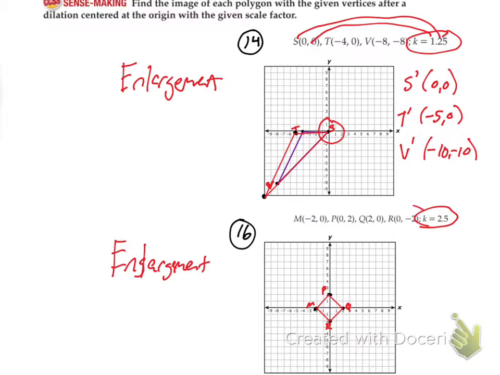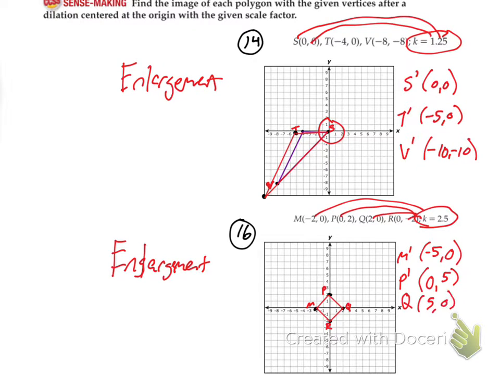So all I'm going to do again is multiply these right here. So M prime is going to be negative 2 times 2.5, which is negative 5, and then 0 times 2.5 is 0. P prime is going to be 0, and then 2 times 2.5 is 5. Q is going to be 2 times 2.5, which is 5, 0. And then finally R, that's a negative 2 in there. R prime is going to be 0, negative 5.